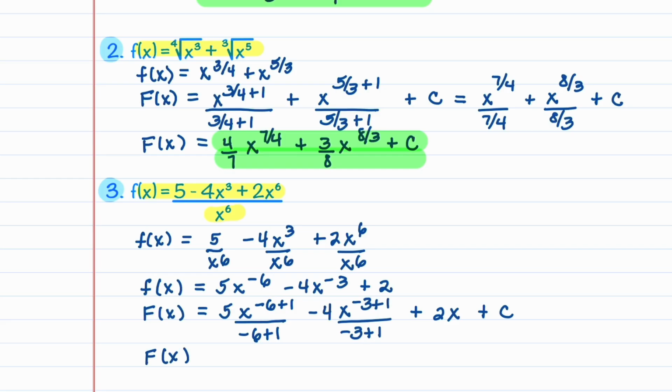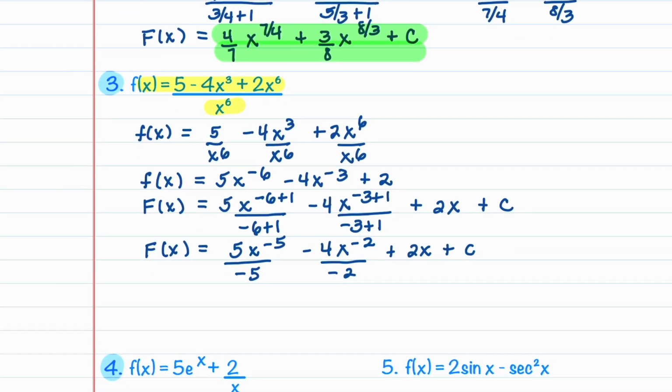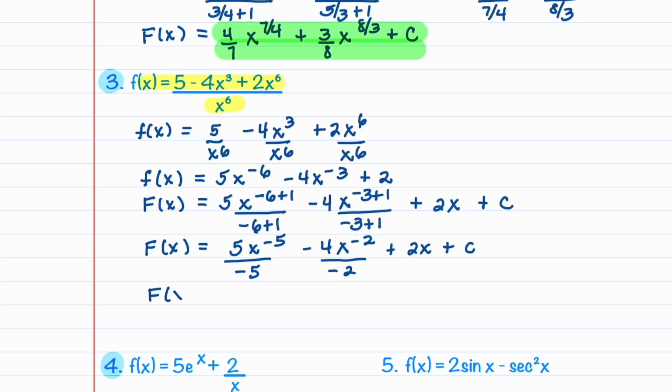Let's now simplify this. This is capital F of x is equal to 5x to the minus 5, all divided by minus 5, minus 4x to the minus 2, all divided by minus 2, plus 2x plus c. Now we just have to simplify it once more, and we'll get our answer. Capital F of x is equal to minus 1, all divided by x to the 5th, plus 2, all divided by x squared, plus 2x plus c. And there's our final answer.